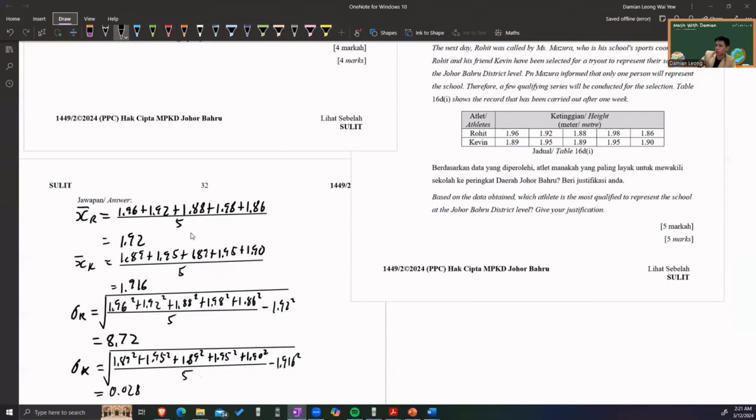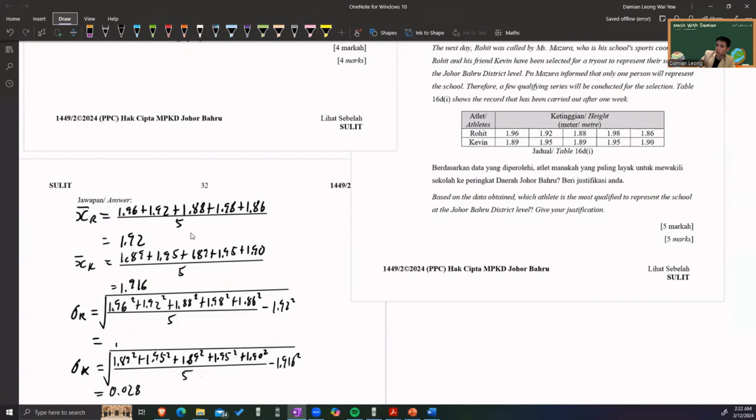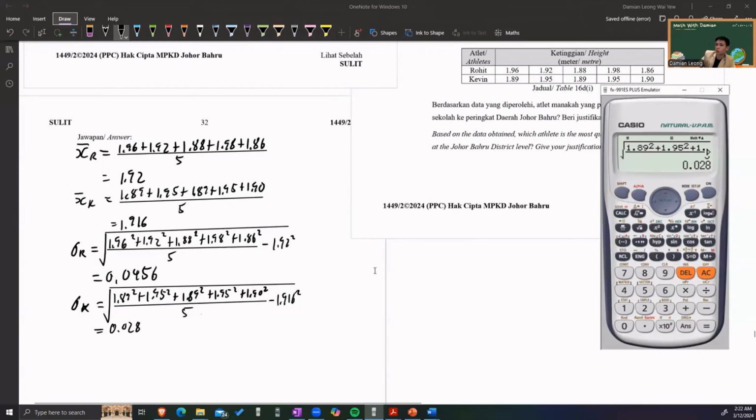Zero point 0.028. I think I must have counted wrongly now. Yeah, that's why. Here. 0.0456. And then this is 0.028. So comparing these two, very obviously, Kevin has a lower standard deviation, quite a bit lower.